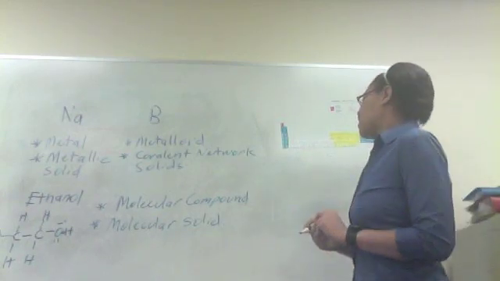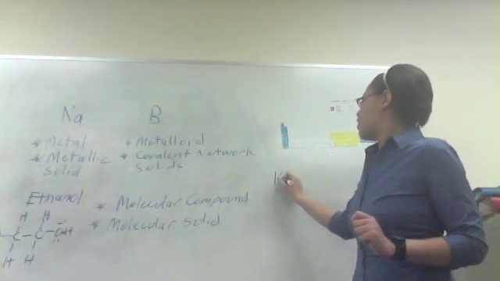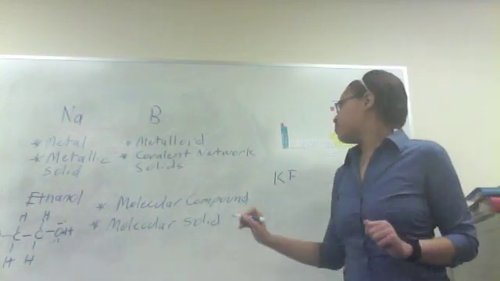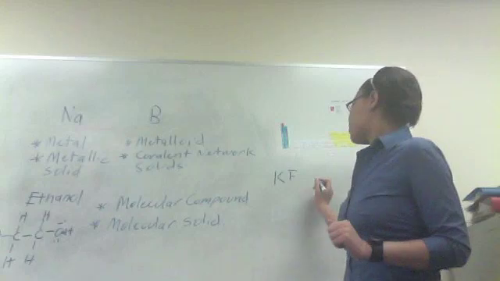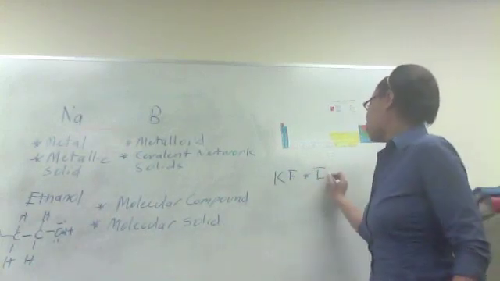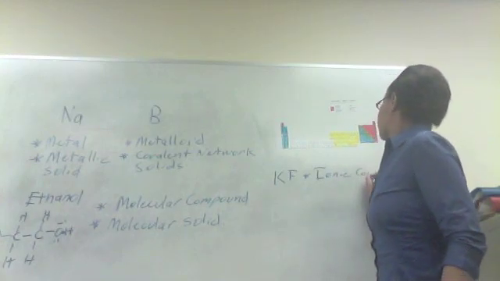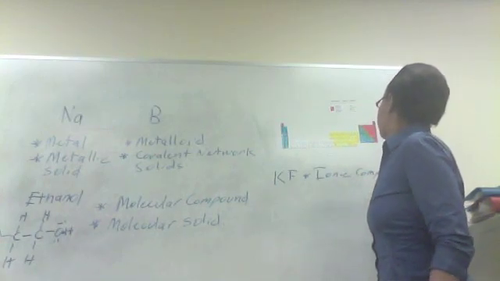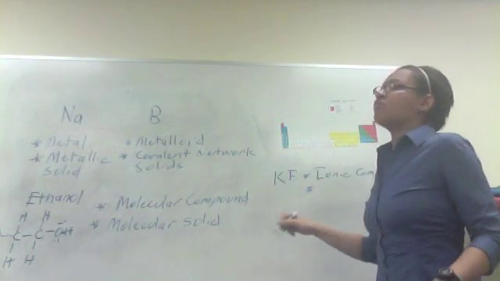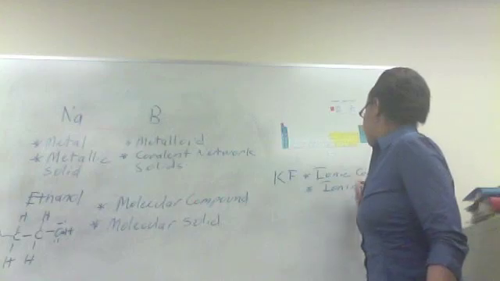Okay, and finally, we'll write this over here, we have potassium fluoride, KF. KF is an ionic compound made from a metal and a nonmetal. And ionic compounds will, of course, form ionic solids.